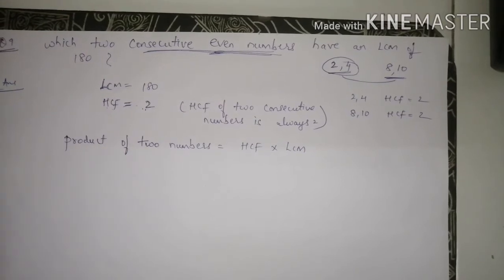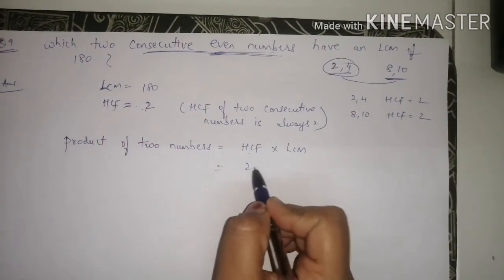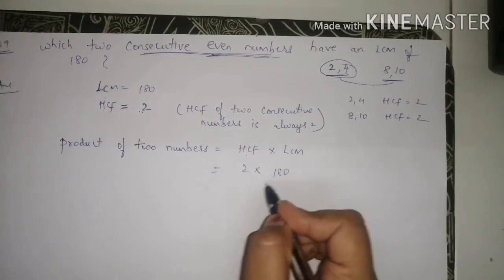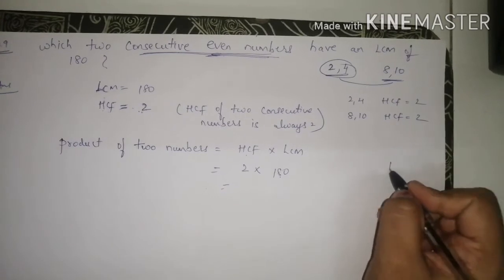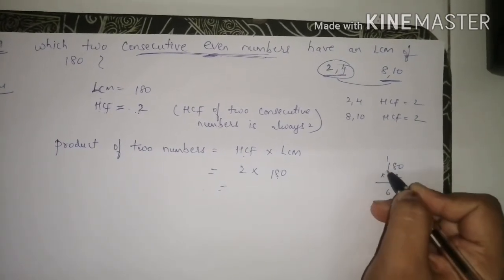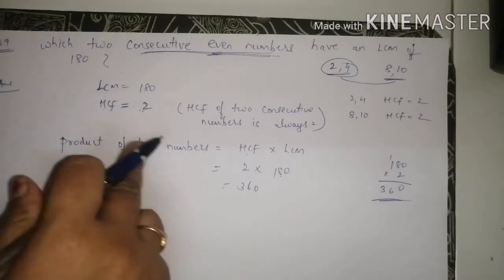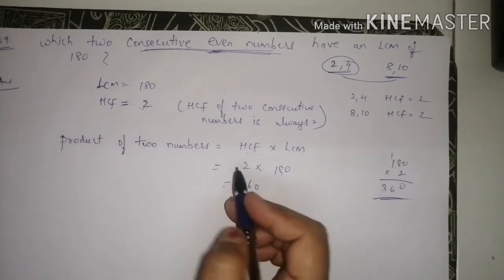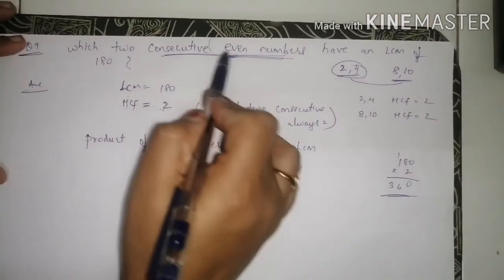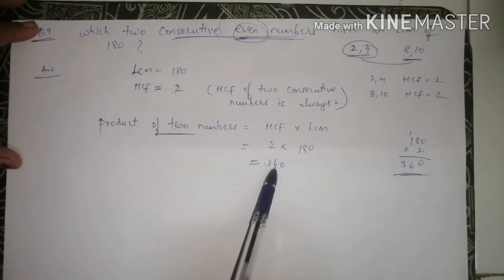The product of two numbers I don't know. HCF I know now: HCF is 2 and LCM is already given to you, 180. So 2 into 180, if you multiply, you will get it. 2 zeros are 0, 2 8s are 16, 1 carry, 2 ones are 2, 2 plus 1 is 3. 360. Now the product of the two numbers we got is 360. Now which are those two numbers? They should be even numbers whose multiplication comes to 360.